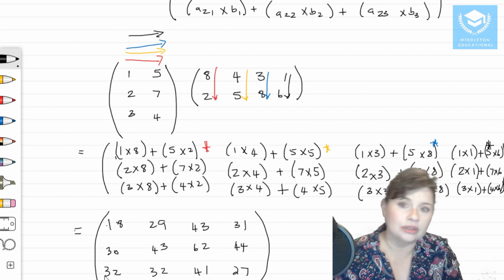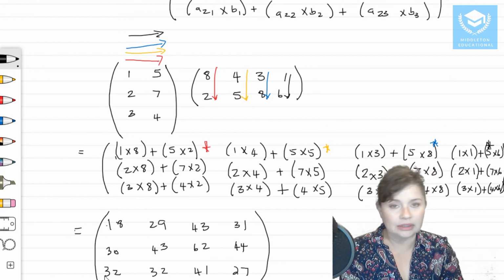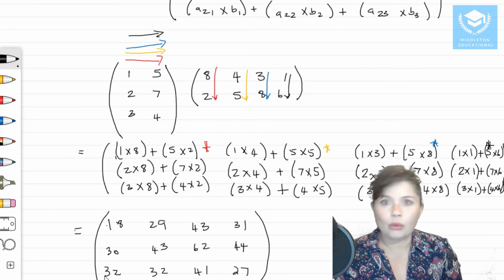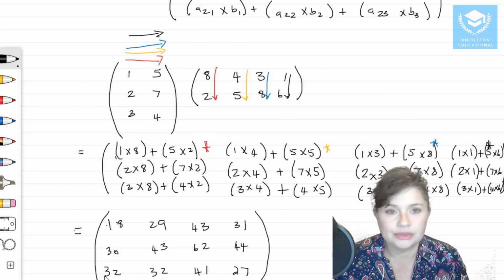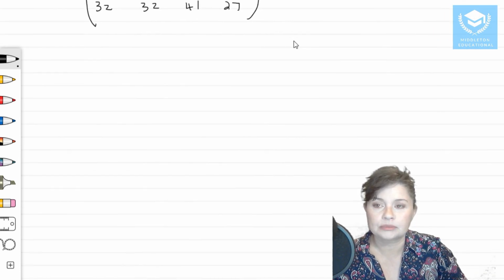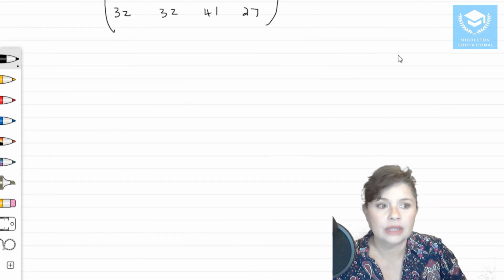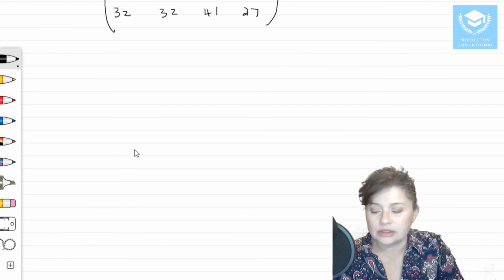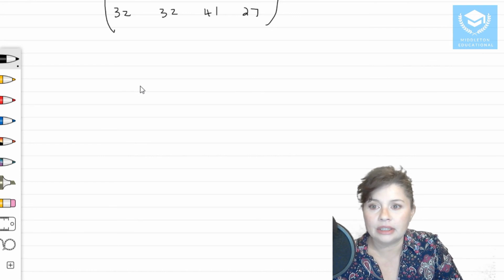Now you can imagine if you have a 3 by 3 matrix multiplied by another 3 by 3 matrix, or 4 by 4, or a 4 by 7 multiplied by a 7 by 7, it gets really, really big. One thing you must remember is that matrices are not commutative. When I say commutative, I mean that if you multiply A times B, it is not necessarily equal to B times A. So you have to be careful of that.